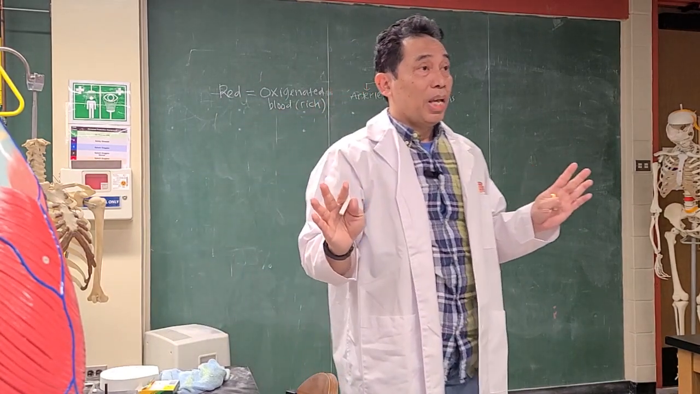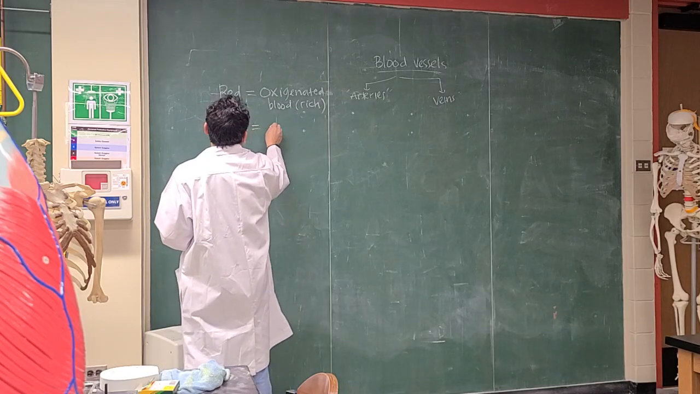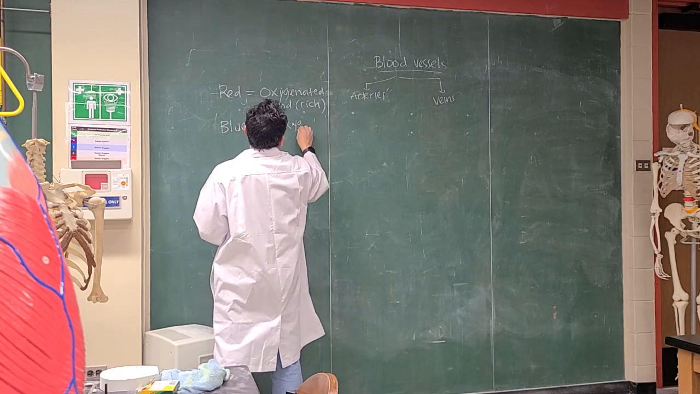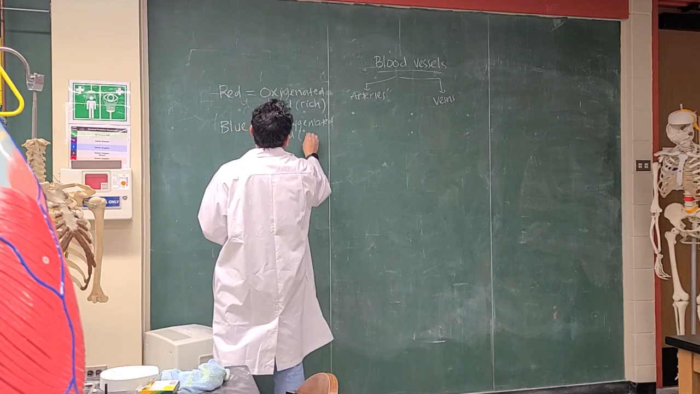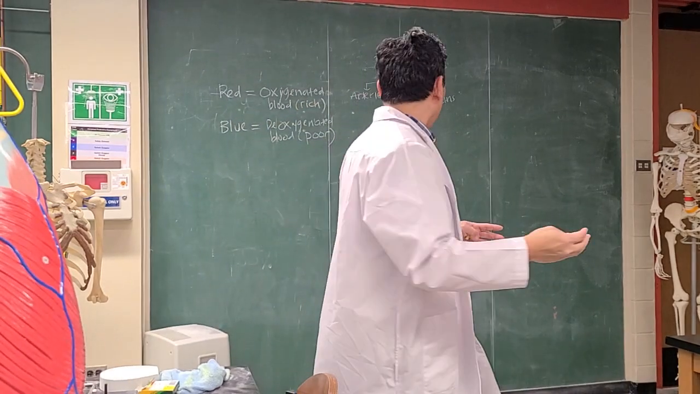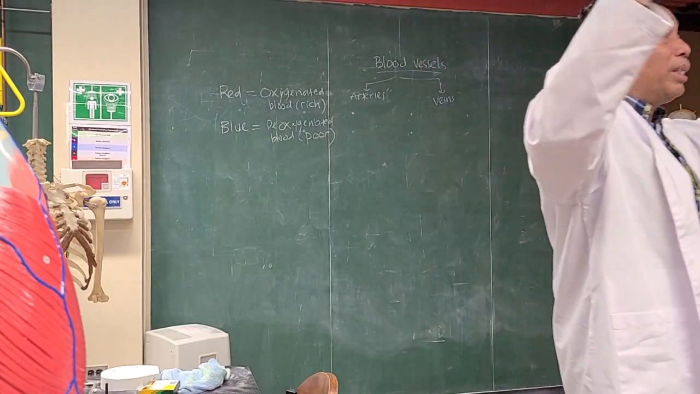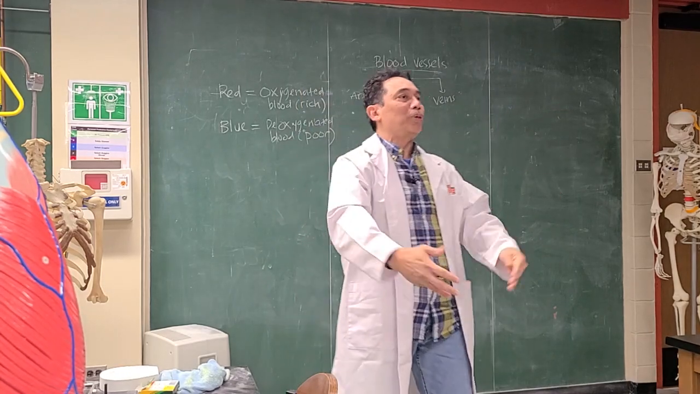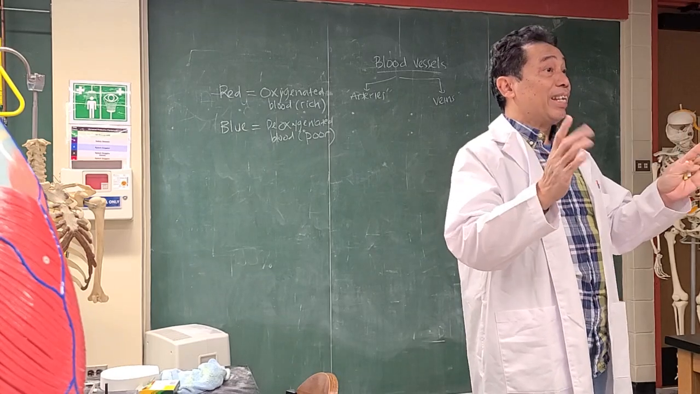You got this one? If you see the color blue, it means deoxygenated blood, or we can call it poor blood. Mostly carbon dioxide, not oxygen. Get it? Now, there are two circulations, blood circulation. Anybody still remember what are the two circulations that we have? Systemic and pulmonary. You got this one first.